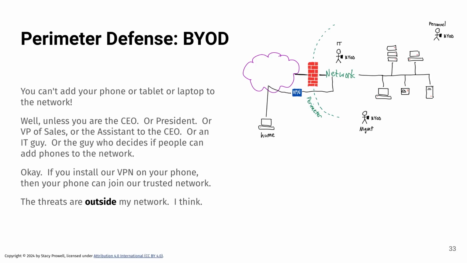The CEO may be one thing, but he's hired some junior assistant just out of college, and he wants this guy to have his devices on the network. Okay, I guess. Or maybe you're just the guy who decides if people can add their phones to the network. Okay, so you get your phone added too, right? Well, I make you install stuff on your phone, and once you've done all that, then I say, okay, we can trust your device and you can join our network. Again, threats are outside our network. I think it's getting harder for me to believe that this is true.